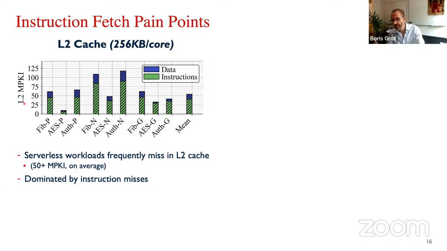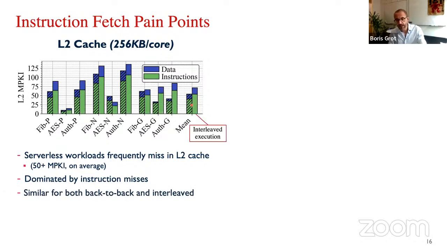The second level cache is relatively fast to access. Normally, we expect that most of the things we need will be satisfied by the first or second level of the cache. But what we're seeing is that there are over 50 misses per kilo instruction, per 1,000 instructions, in the second level cache. This is a lot. Most of these misses are coming from instructions. That's in the back-to-back execution, which is the good case. In the interleaved execution, things get a little bit worse, but not a whole lot worse.